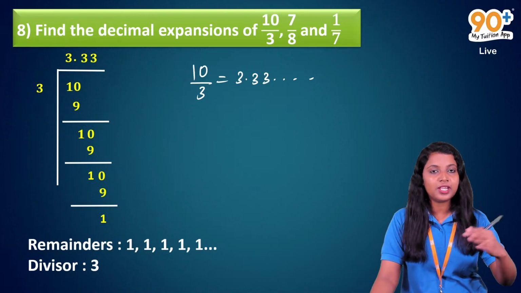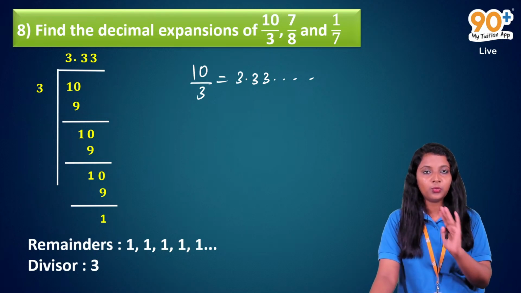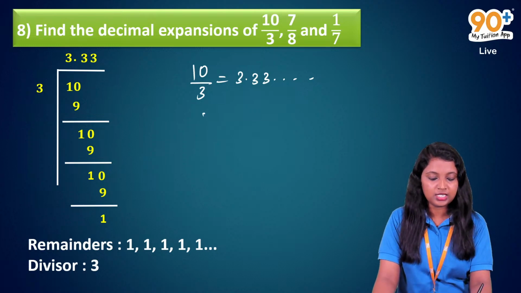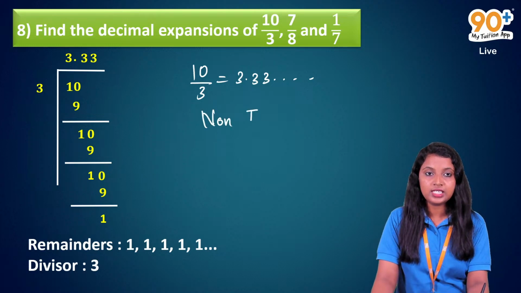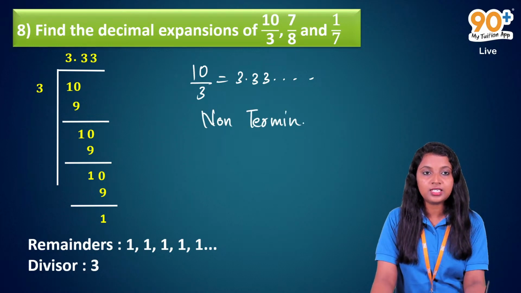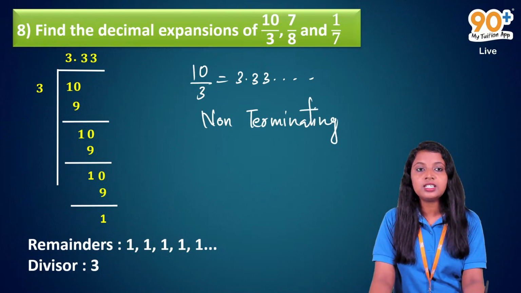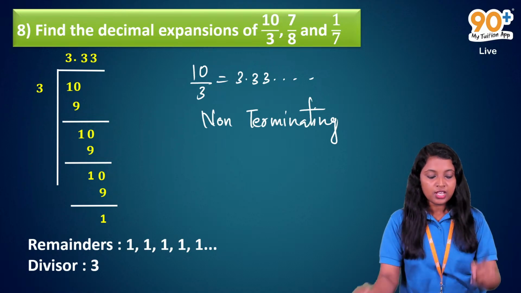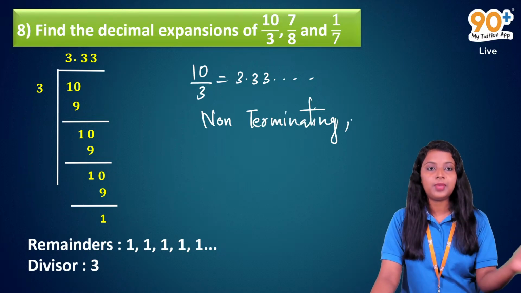Okay, so I will explain again. Don't worry. This is not ending, so this is non-terminating, and also this is repeating. This 3 is repeating, 3.3333, so it is recurring or repeating.